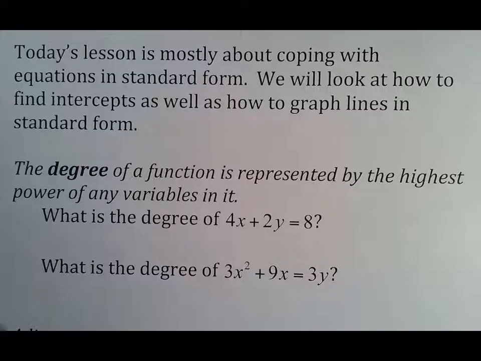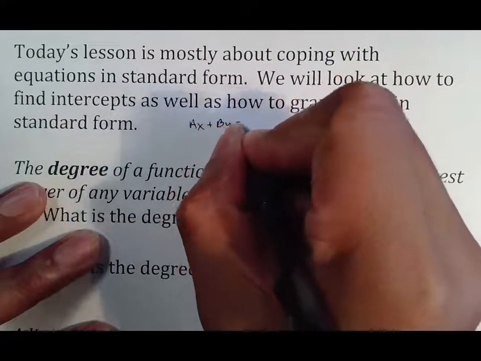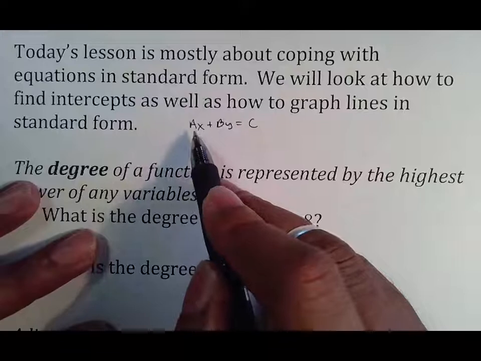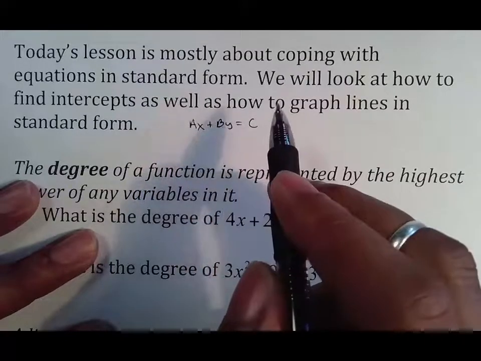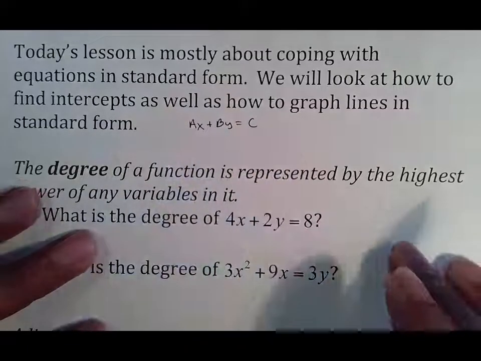I don't know if you remember what standard form is, but standard form is whenever x and y are on one side and your constant is on the other. There is no real meaning for A and no real meaning for B outside of the fact that they're just the coefficients. But again, in standard form, it's usually x and y on the left, c on the right.